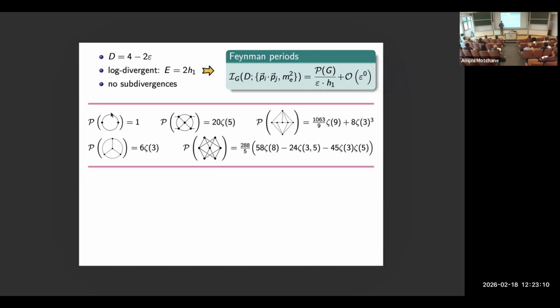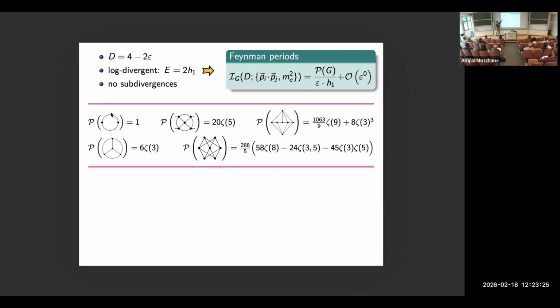In general, it will have higher order poles, but for these graphs with subdivergences, it only has a simple pole. And because it's logarithmically divergent, it doesn't have any mass dimension. The residue of this pole is independent of kinematics. And this is this P, what we call the period. And here's just some examples.